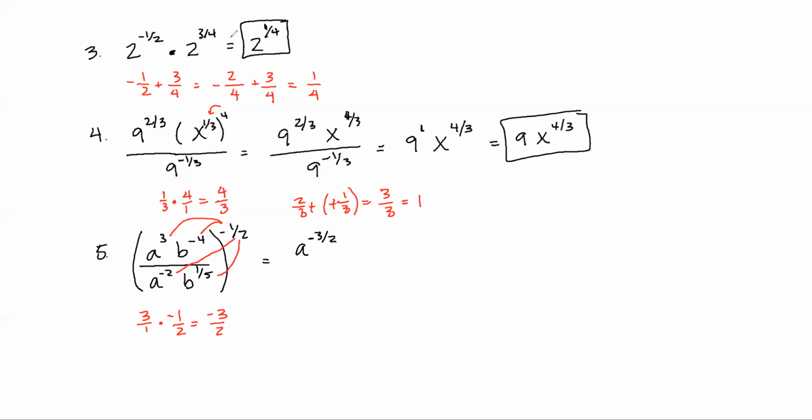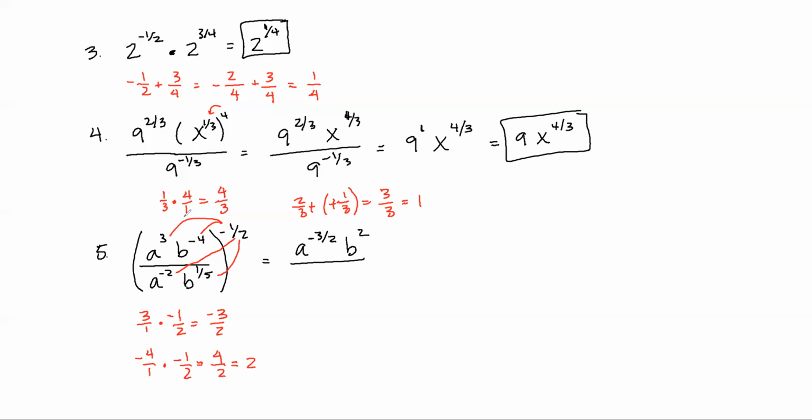Now let's look at our second exponent on the b. We're going to have negative 4 over 1 times negative 1/2. Negative times the negative is a positive 4 over 2. 4 over 2 is the same thing as 2. So we're going to have b squared on the top.